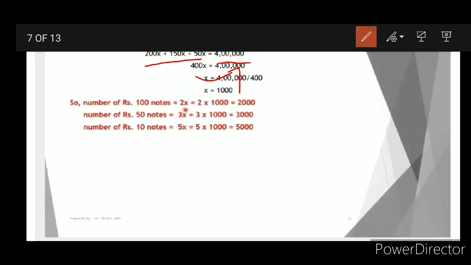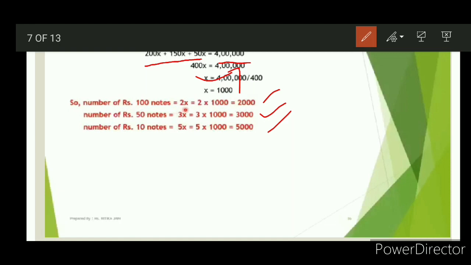So now we can find how many total 100 notes. 2x, that is 2 into 1000 equals 2000. 3 into 1000, that is the 50 rupee notes, 3000. To find 10 rupee notes, 5x, that is 5 into 1000, 5000. Totally how many notes is she having? 2000 plus 3000 is 5000, 5000 plus 5000 is 10,000. Totally 10,000 currency notes she is having.